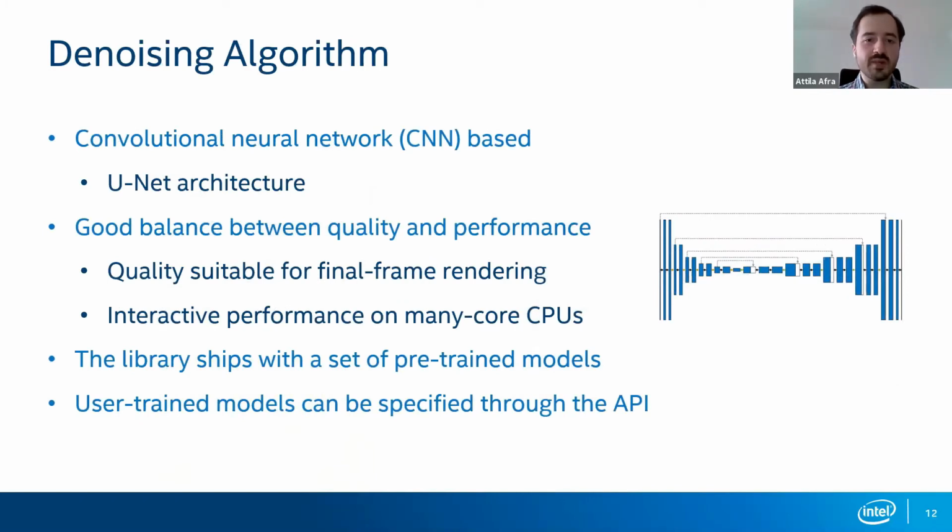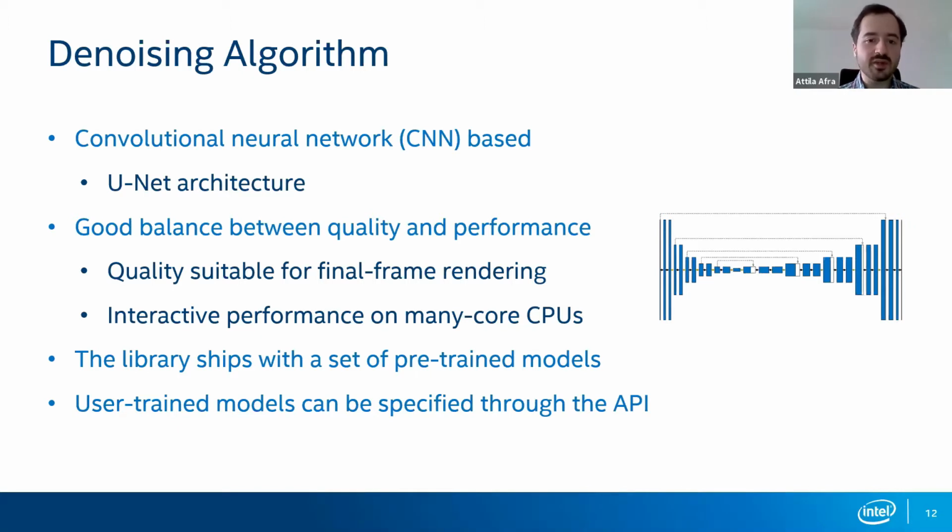Now, just to mention a little bit about the actual algorithm this is based on. The algorithms in Open Image Denoise are based on deep learning approaches. Specifically, it uses a convolutional neural network, which has, in this case, a U-Net architecture. It provides a good balance between quality and performance. So it provides a quality that is suitable for final frame rendering, but also it's fast enough to use in interactive applications on many core CPUs.